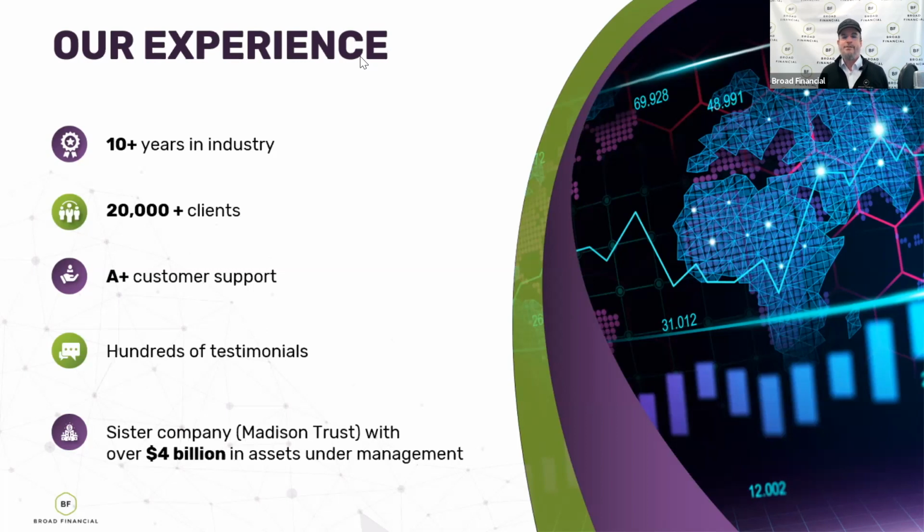By the way, I just found out last week that we won an award for the best place to work in New Jersey. So across the board, we want to make our clients happy, we want to make our employees happy, and it is really an excellent company when it comes to support and service. And then again, Broad Financial is the checkbook arm of this group, and Madison Trust is the custodial arm. Madison itself has over $4 billion in assets under management.